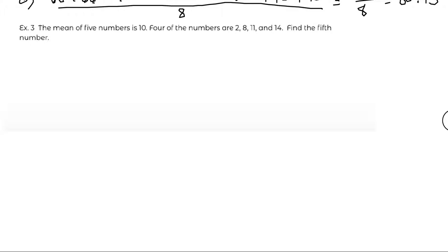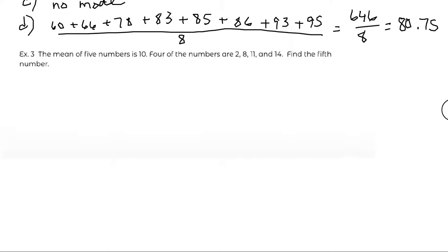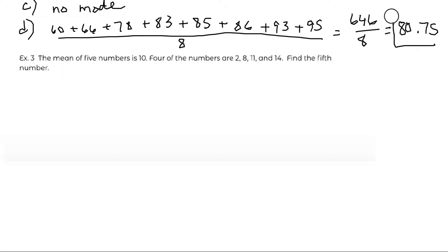It says the mean of 5 numbers is 10. So they're giving you the average this time. They're giving you this number, and you have to find the number that you would have to add in this part to get the mean. So let's try this. The mean of the 5 numbers is 10. So basically there's 5 numbers, so we're going to be dividing by 5, and it's telling us that the mean is 10. They're giving us 4 numbers. We have to find the 5th.